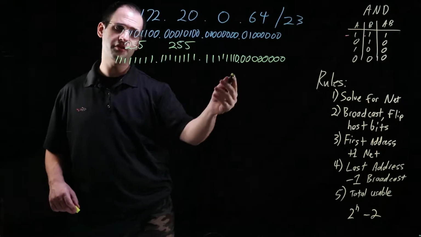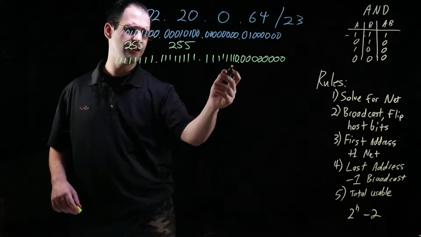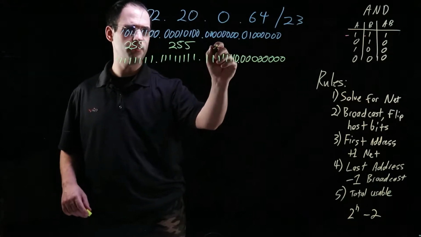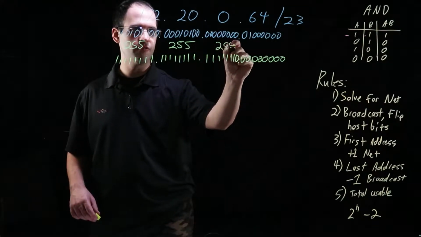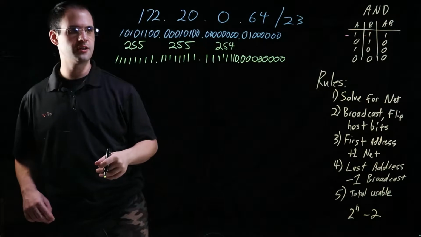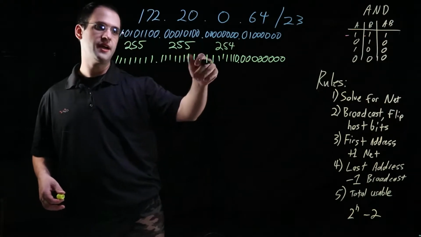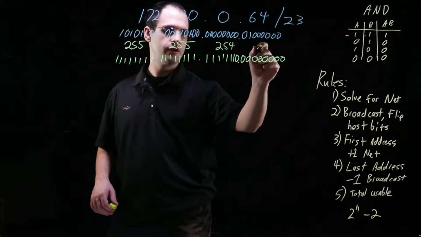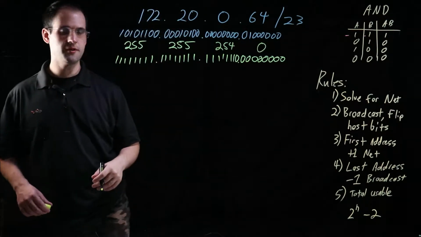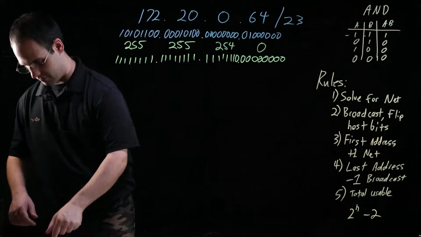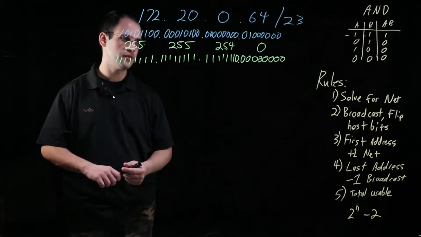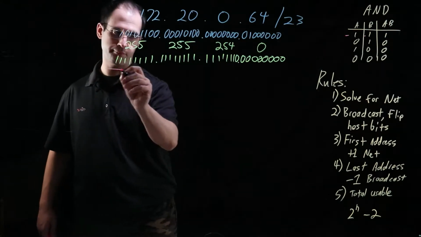If we put this all out, this is the 1 bit, so just like -1 would be 254. Again, you guys can put that into your binary chart and do out the math, and you'll find that it's 254.0. Okay? So, once again, NFLB, we solve for the network address.